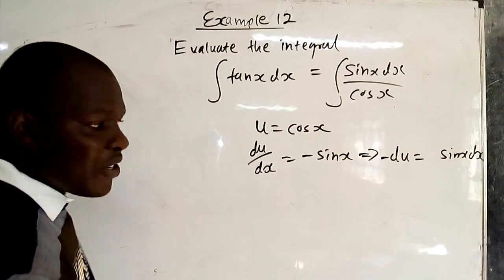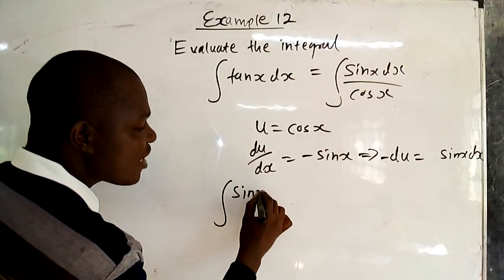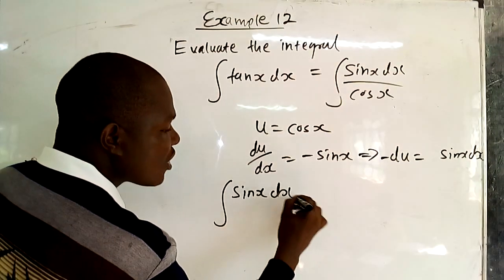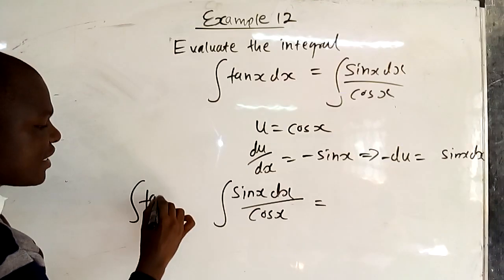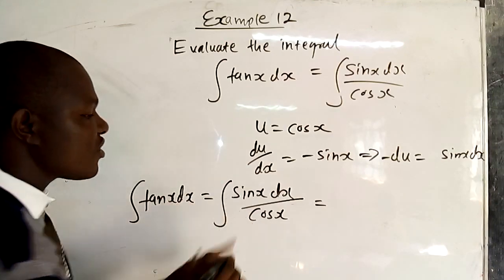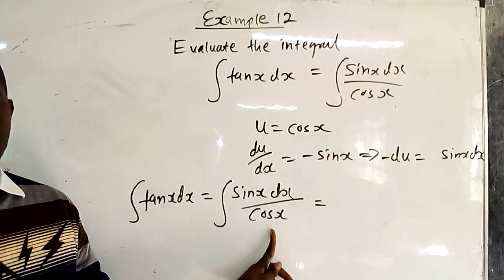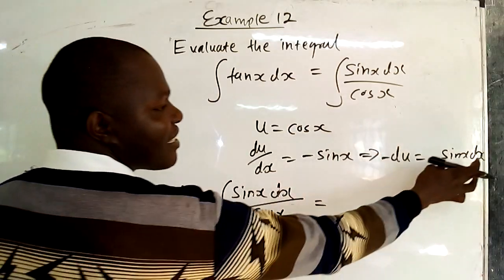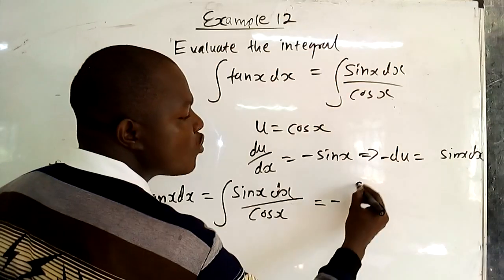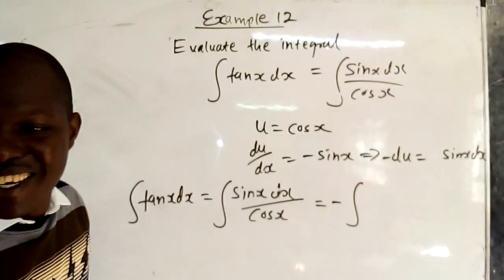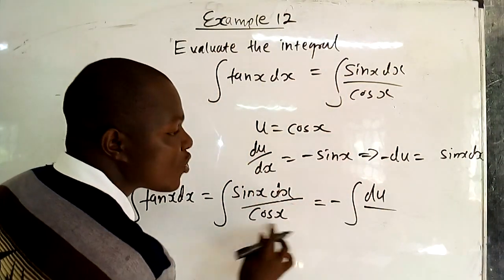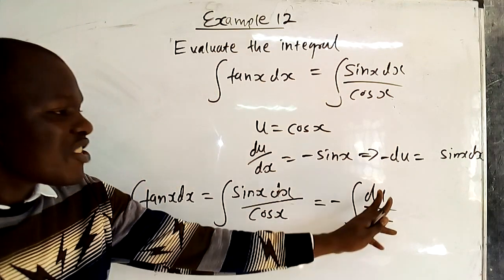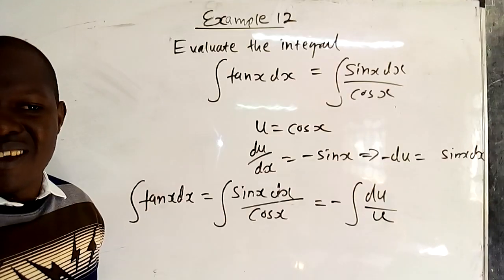Are we together? So what is your integral? Your integral there is sin x dx over cos x. And this was the same as integrate tan x dx, which is the same as sin x dx over cos x, isn't it? So what is sin x dx? Sin x dx is the same as negative du. So negative you can factorize outside, isn't it? So you remain with the du in the numerator, and cos x is u. So what is du over u?